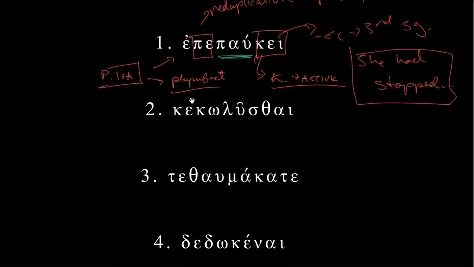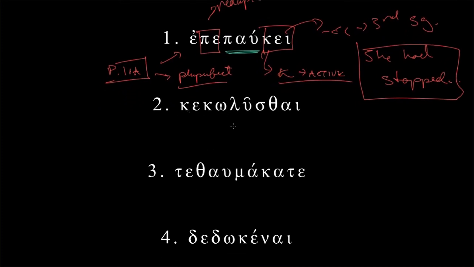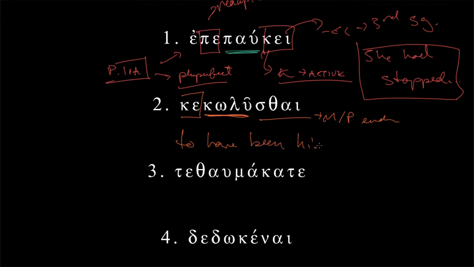All right, kekoluthai. What are we going to do here? Well, again, we see reduplication. We're getting so used to that. And we see the verb, again, kind of essential meaning towards the center, koluo. What does that mean? Well, it's to hinder, right? And then sthai is going to be, as we've learned, our middle passive ending. So this isn't just going to be to have hindered, but to have been hindered.